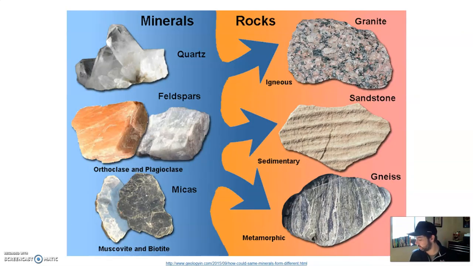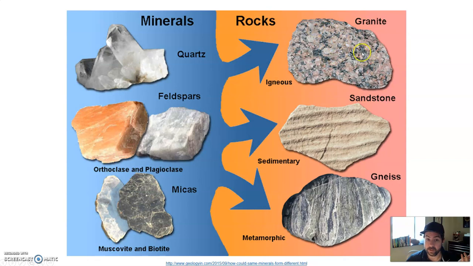So rocks are a combination of typically two or more minerals. Sometimes a single mineral altered can make a different type of rock, but in general, it's two or more minerals combined that makes a rock. For example, you take some quartz, a couple different types of feldspars, orthoclase and plagioclase, and a couple of different types of micas, muscovite and biotite, and you combine those. If you melt that material and let it cool to recrystallize, you get granite.